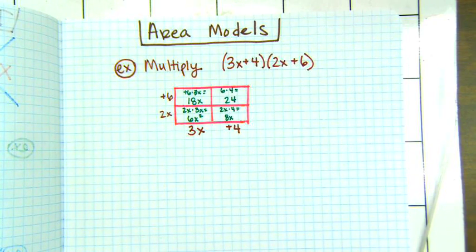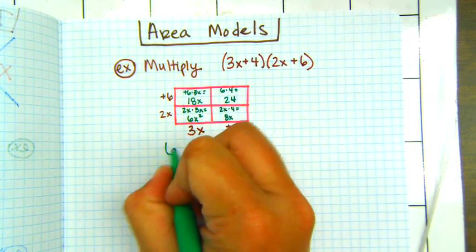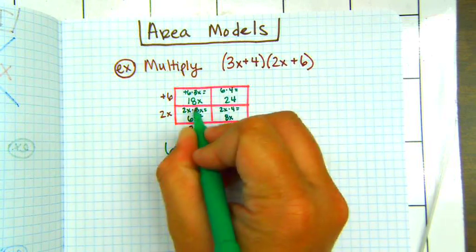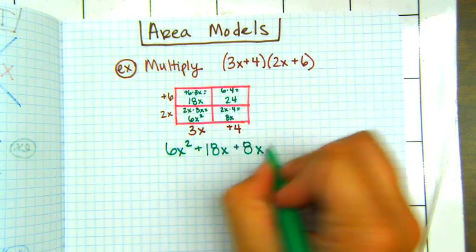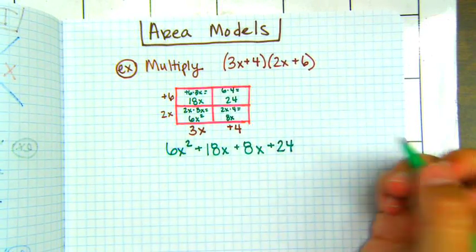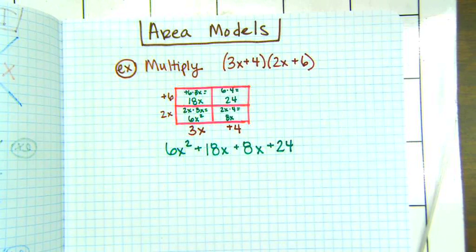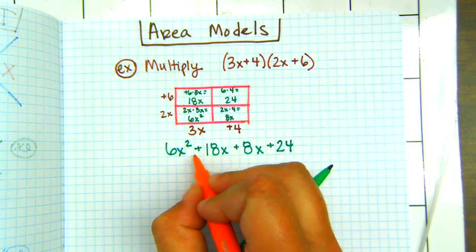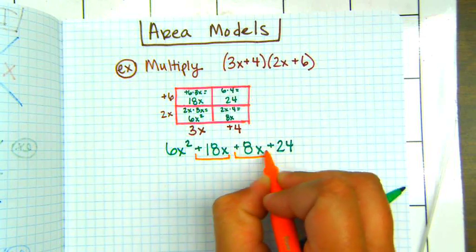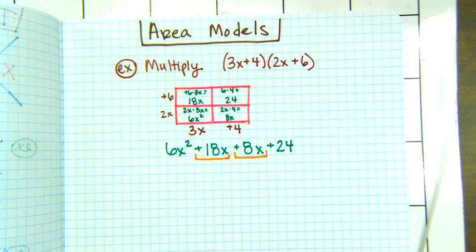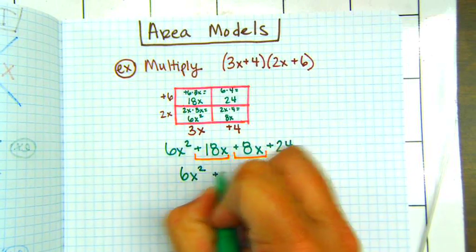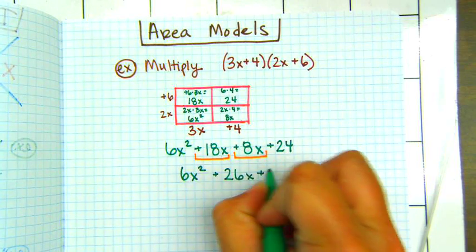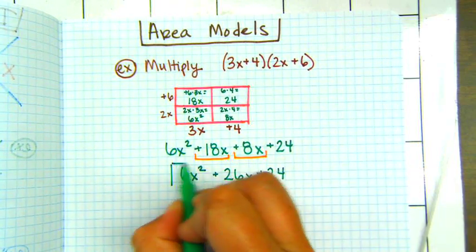So you multiply on the insides, and then you rewrite what you have on the inside. Well, we have a 6x squared. We have an 18x. We have an 8x. And then we have a 24. From there, you're almost done. All you have to do is combine like terms. The like terms we have are a plus 18x and a plus 8x because they both have that x. And then that means our answer is going to be 6x squared plus 26x plus 24. And that's when you multiply using an area model.